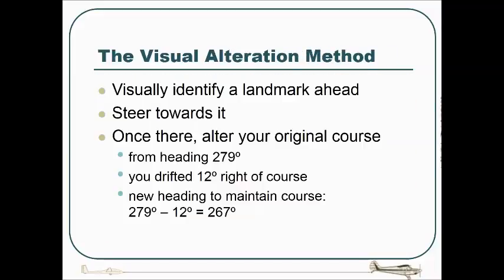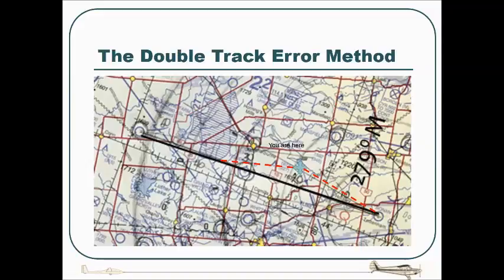The other method is the visual alteration method. In visual alteration, you identify a landmark ahead and steer towards it. Once there, alter your original course. So from a heading of 270, again, we've drifted to the right 12 degrees. We would take the new heading of 279 degrees, 12 degrees to the right. We'd subtract the 12 degrees, and we would be at 267 degrees. And basically, similar idea to this.